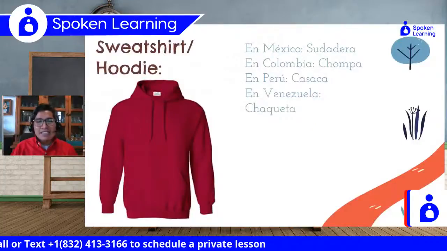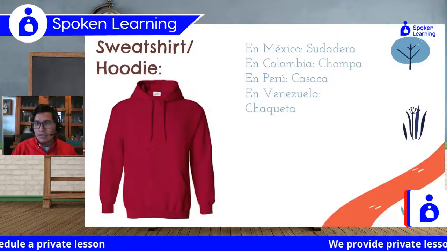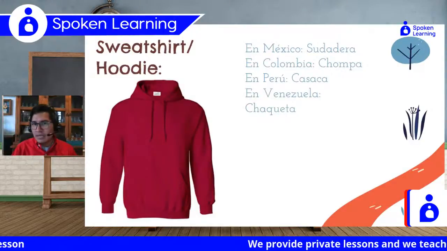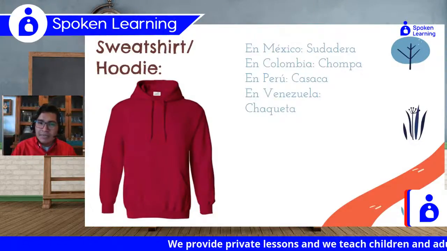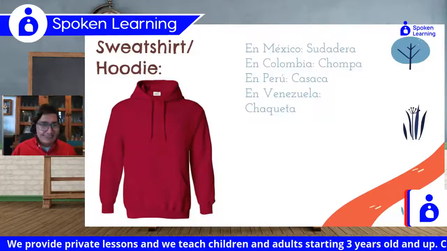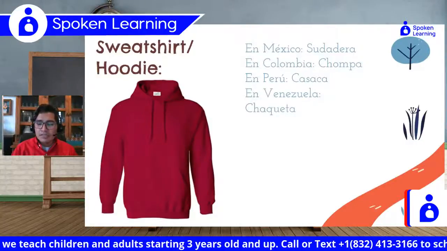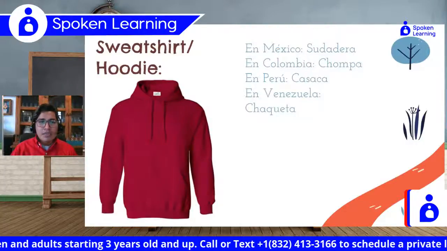La siguiente sería sweatshirt o hoodie, a la que le llamamos en México sudadera. En Colombia le llaman chompa. En Perú es casaca y en Venezuela se llama chaqueta. So, once again, different names. This is something very common that happens in our region.